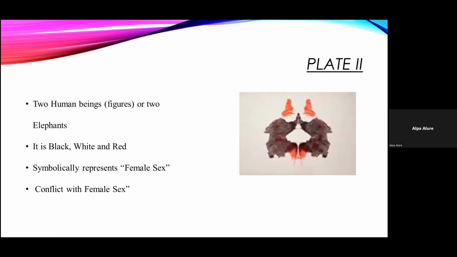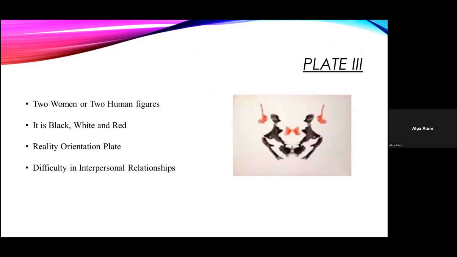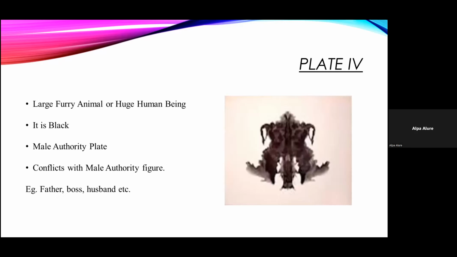This is the second card. It reflects 2 human beings or 2 elephants. This is black, white, and red, and it symbolically represents the female sex. So if there are any conflicts with the female sex, the responses on this card would tell us something more about it. This is the third card, which shows two humans or two women, again being black, white, and red. It's a reality orientation plate, and if there are difficulties in interpersonal relationships, they would be reflected on this card.